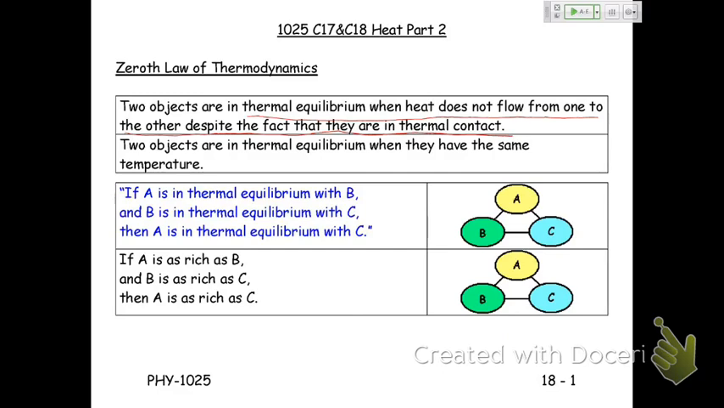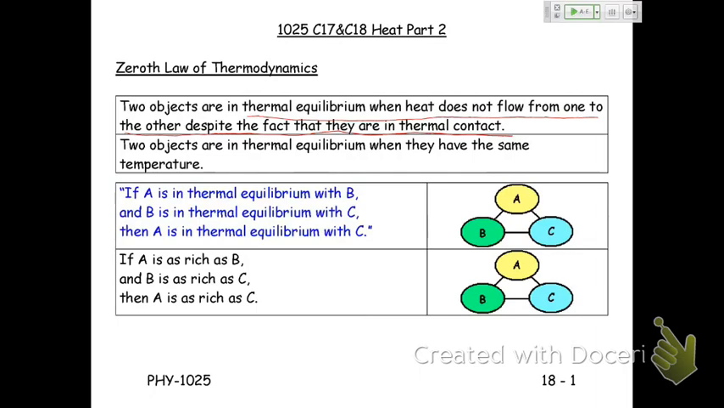So if I am in contact with a desk and heat does not flow between me and the desk, we are in thermal equilibrium. And this will occur when we have the same temperature. That's what basically this is saying. If two objects are in thermal equilibrium, they have the same temperature.